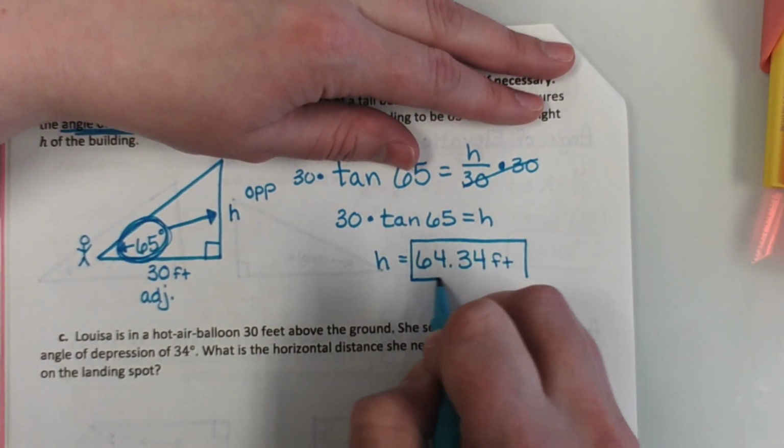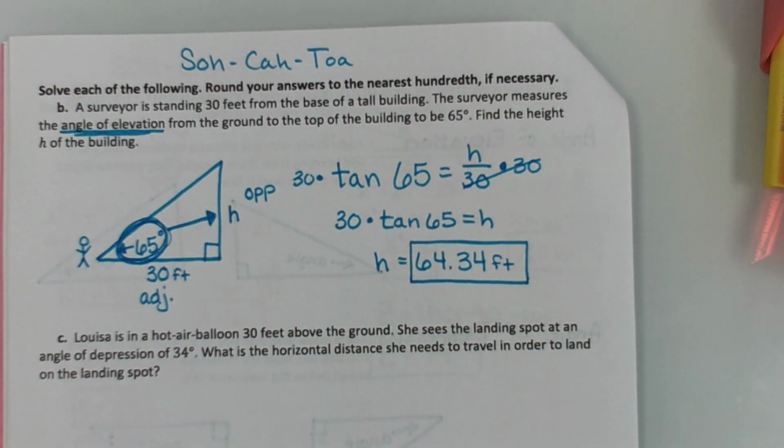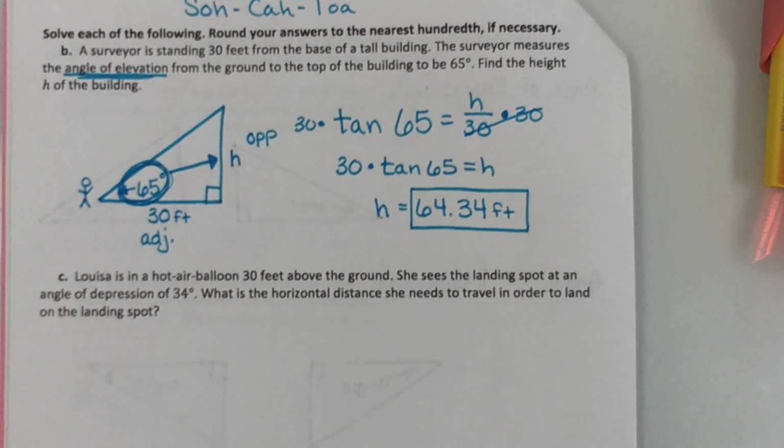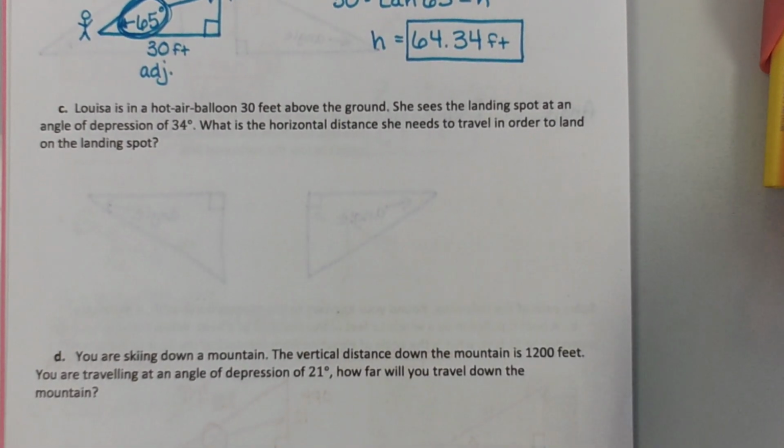Previous measurement was feet. This one's feet. You have to have the same units in your triangles. If you don't have the same units, you got problems. At least on side legs, they're all the same units. Angles are all degrees. Okay.